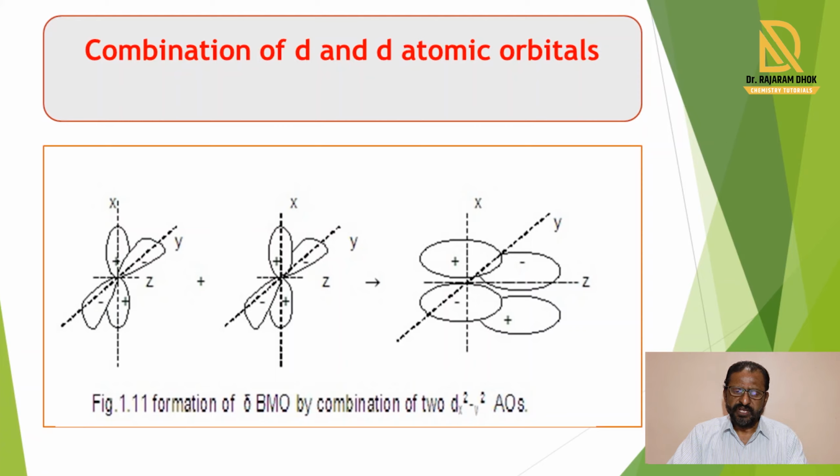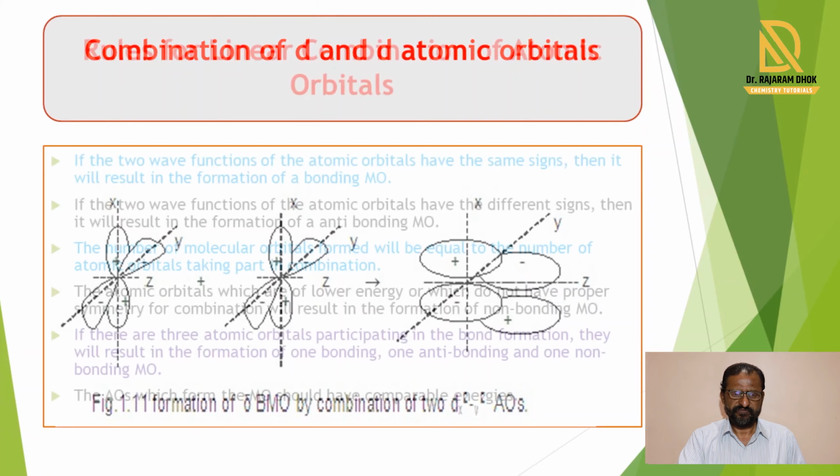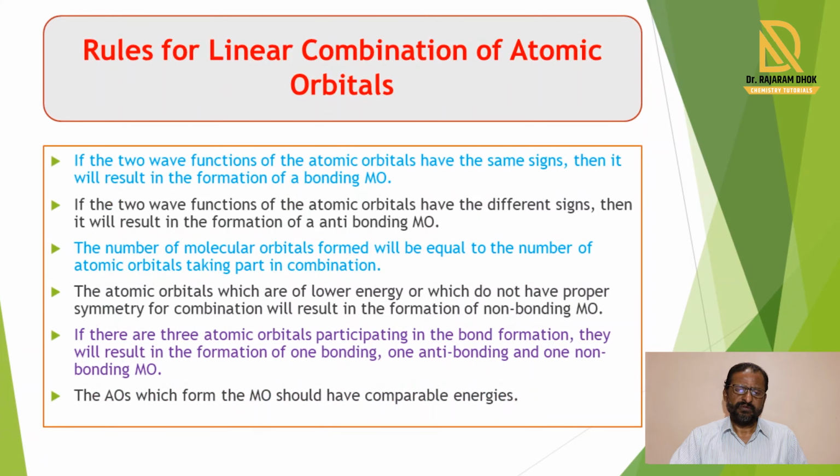So in this case, there are 4 lobes in the molecular orbital formed. As we have seen, in the pi bond there are 2 lobes, one above the axis and one below the axis, but here there are 4 lobes, so this is different from the pi bond, and this bond is the delta bond. Such a delta bond is formed by the combination of d and d atomic orbitals.